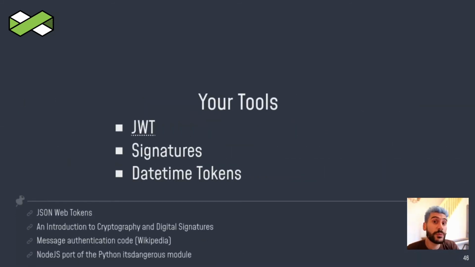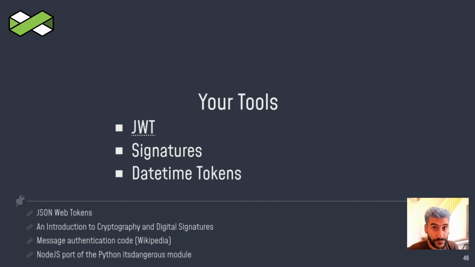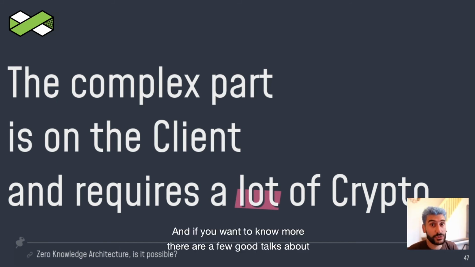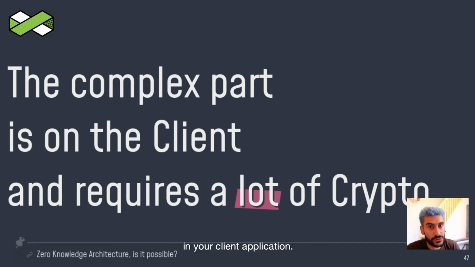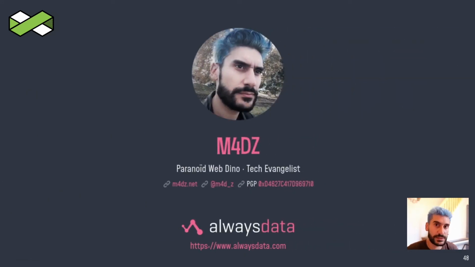So your tools will be the JSON Web Token, an understanding of signatures, and the use of dated tokens to handle the expiration parts. And that's all. All the rest is on the client side. And on the client side, it will require a lot of cryptography. If you want to know more, there are a few good talks about zero-knowledge architectures, what they are, and how to use them in your client application. But for the backend side, that's all. You don't have to handle more content and more complex logic.